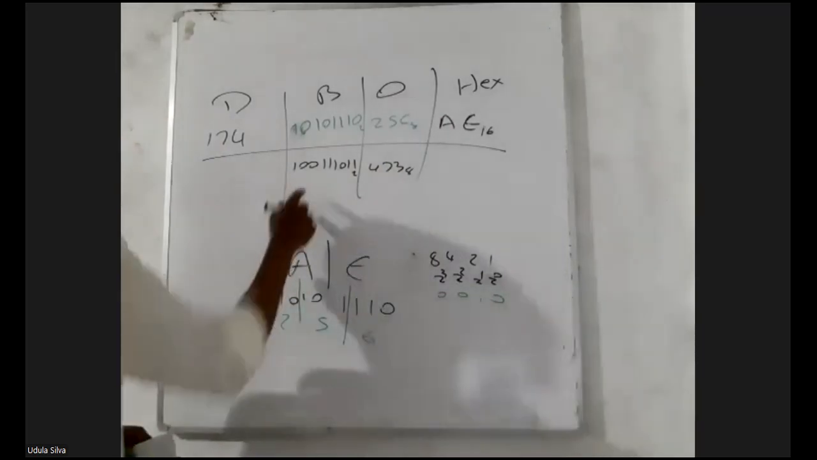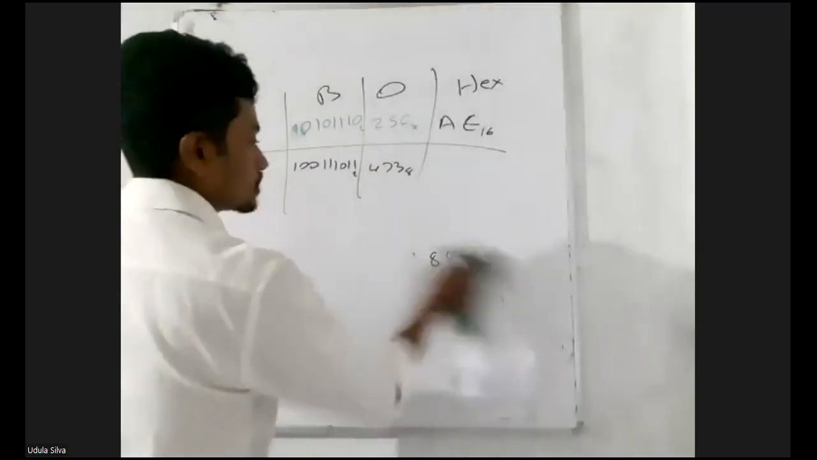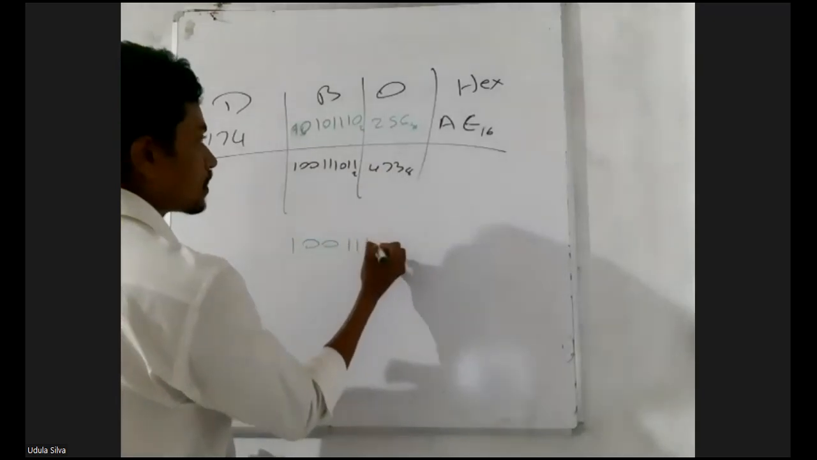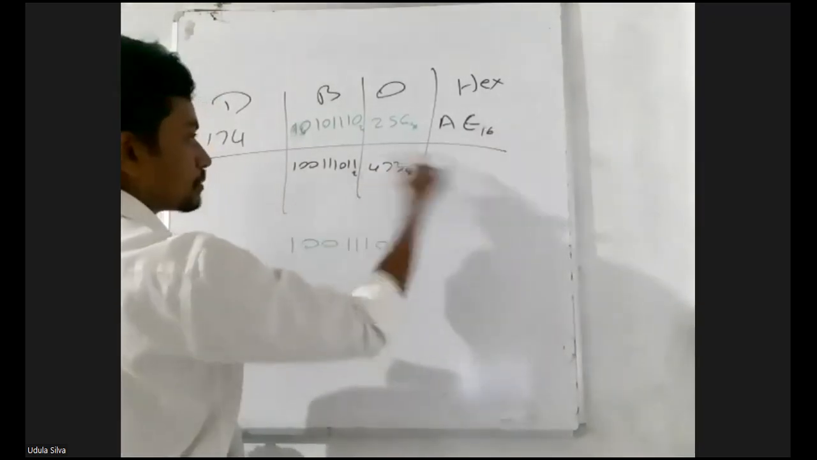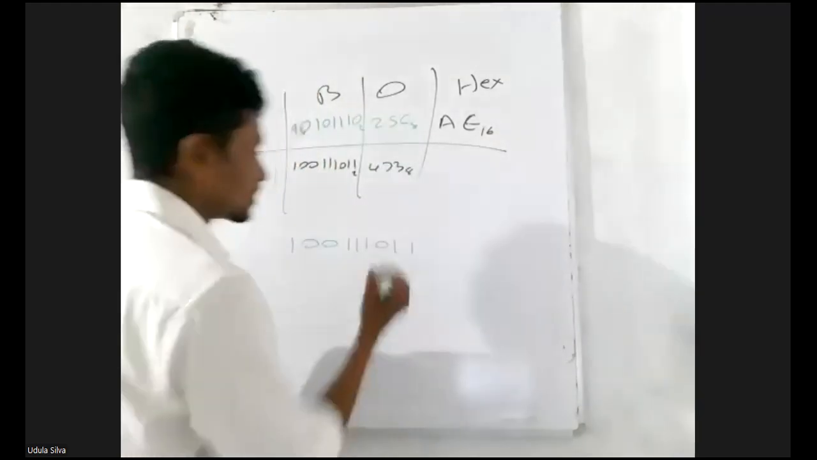So here we have a binary. Let's convert the binary into hexadecimal first. 100111011. Now the hexadecimal. Break this into sets of 4 bits.